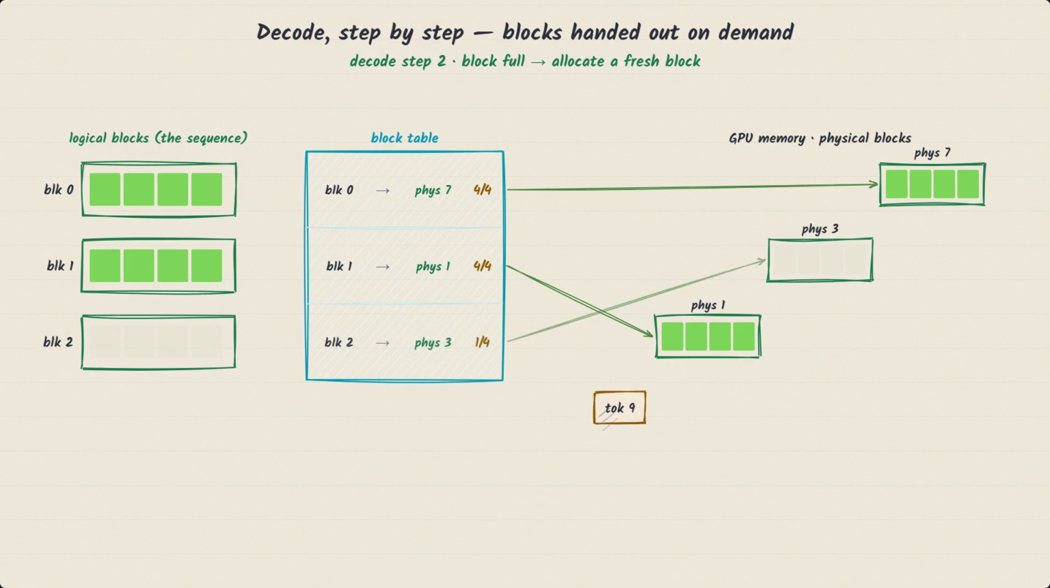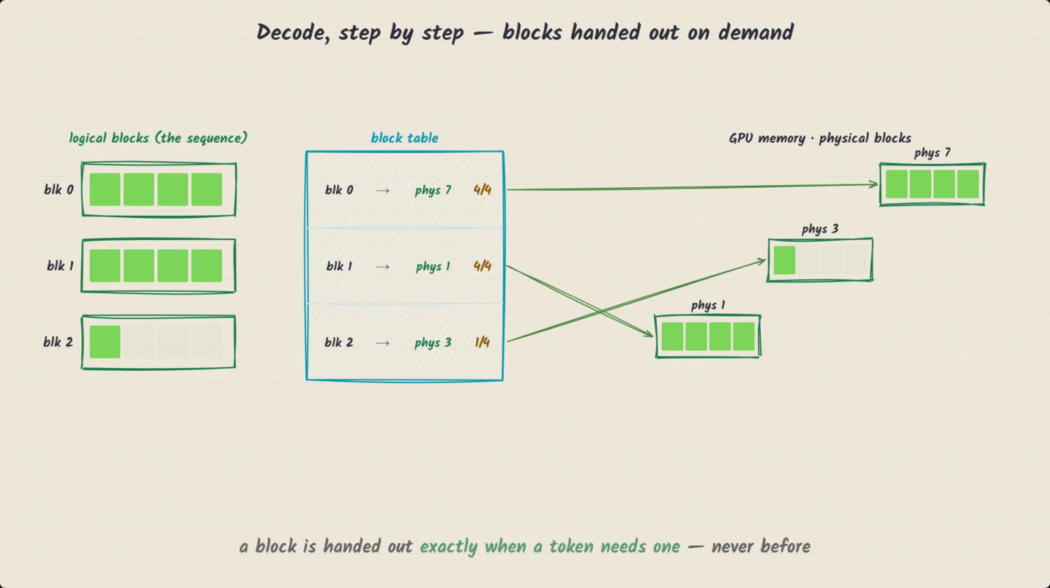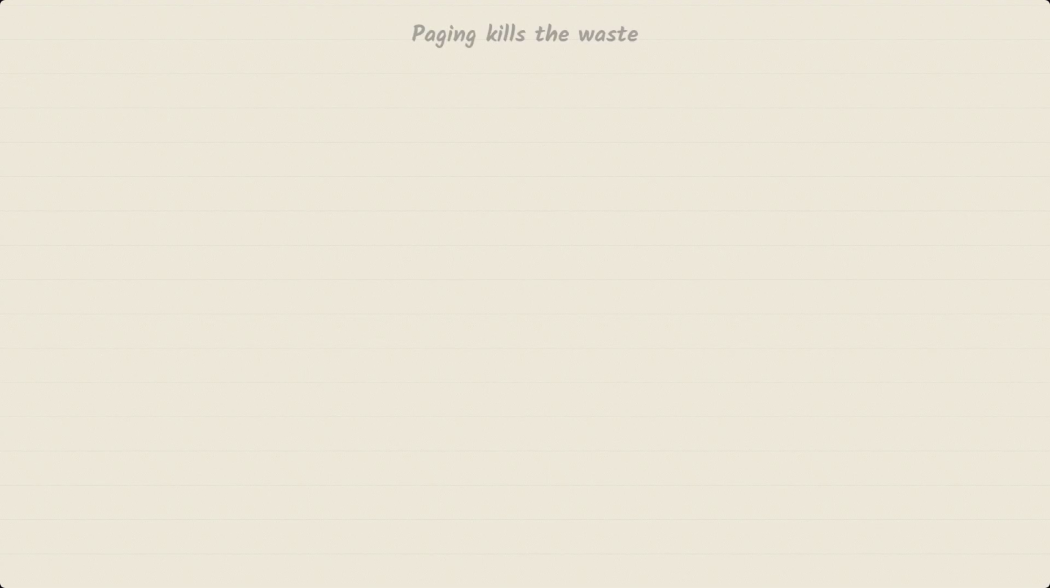Second token. Now that block is full, so vLLM allocates a fresh physical block, say block 3, points the next logical block at it, and writes there. Blocks are handed out exactly when a token needs one, and never a moment before. No guessing the length, no reserving the max. And that is what kills the waste.